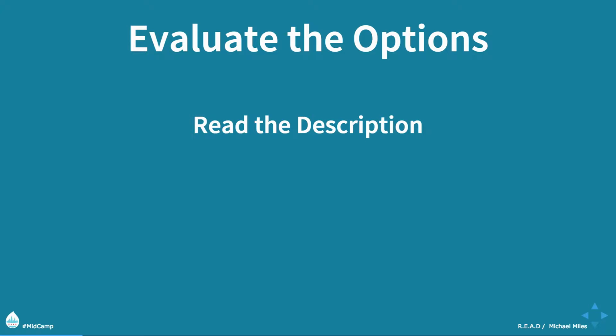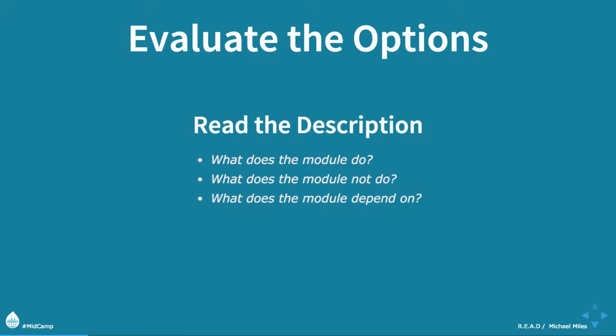First thing I always do is I read the module's description. A description should answer 3 questions. What does this module do? What does this module not do? And what does this module depend on? The more dependencies a module has, the more complexities there may be involved with using it. And you want to get a sense of, all right, does this module actually do what I think it does?